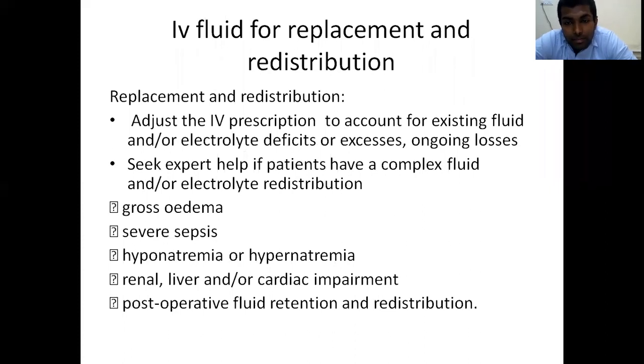Now, what is replacement and redistribution? We need to adjust the IV prescription according to the existing fluid and electrolyte deficit or according to the ongoing loss. We need to seek expert help if the patient has gross edema, sepsis, hyponatremia or hypernatremia, because the sodium levels need to be monitored, renal, liver or cardiac impairment, post-operative fluid retention and redistribution.